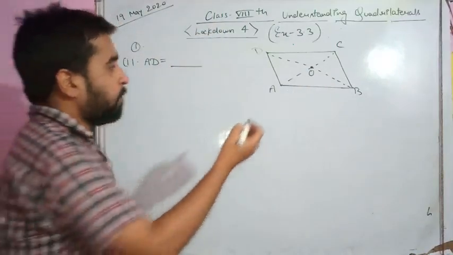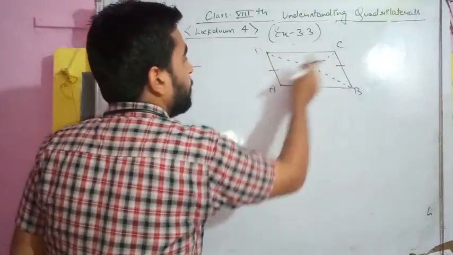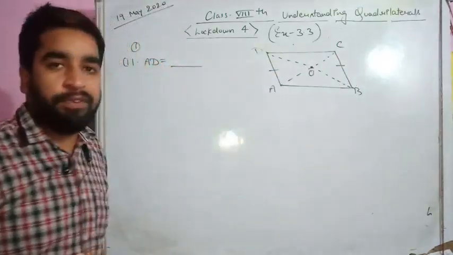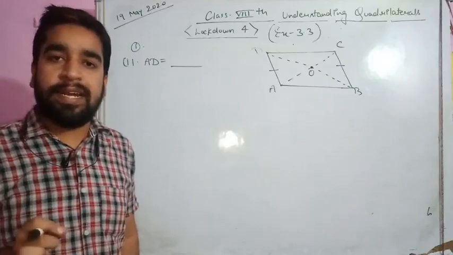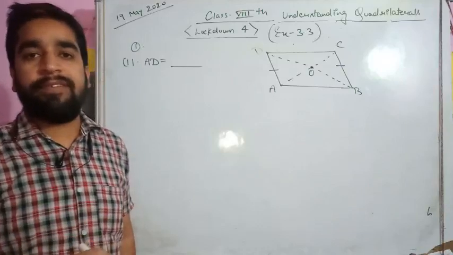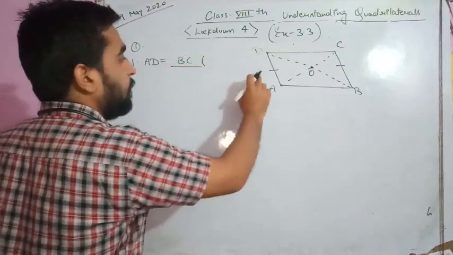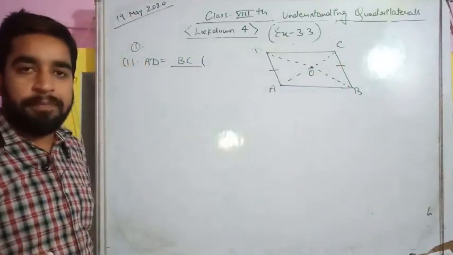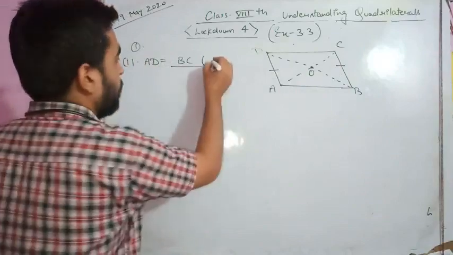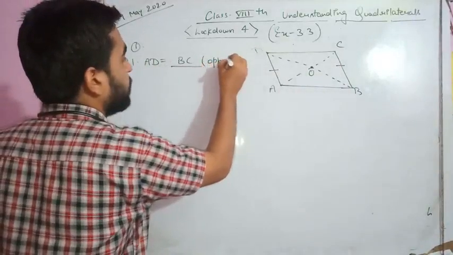So AD will be equal to, students, BC. AD and BC will be equal. The reason is opposite sides of a parallelogram are always equal in length. So AD is equal to BC, and this we will mention: opposite sides of a parallelogram are equal in length.